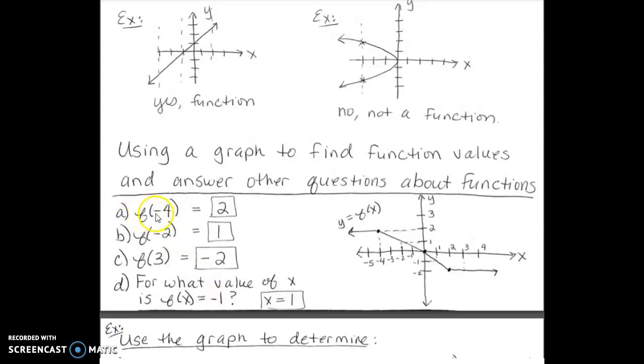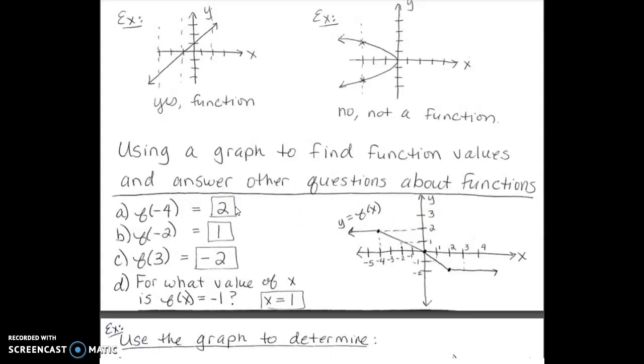So for part A, f of -4, remember this number here represents the x value, and I'm looking for what the y value is. The function value represents y. So this is asking if x is -4, what is y? So over on my graph, I find the x value -4, which is back here. And then I go find my graph. My graph is up here. And that y value that corresponds to is 2. So f of -4 equals 2.